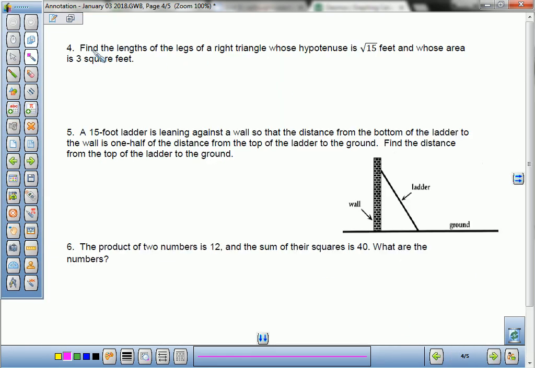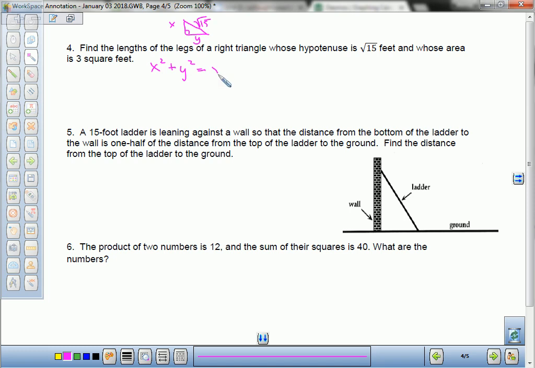Let's take a look at number 4. Find the lengths of a right triangle whose hypotenuse is the square root of 15. Now that's not as helpful. And whose area is 3. So this one, we really are going to have to set up a system. So we have x and y, and this is the square root of 15. So we know that x squared plus y squared equals the square root of 15 squared. So that just means that x squared plus y squared equals 15.